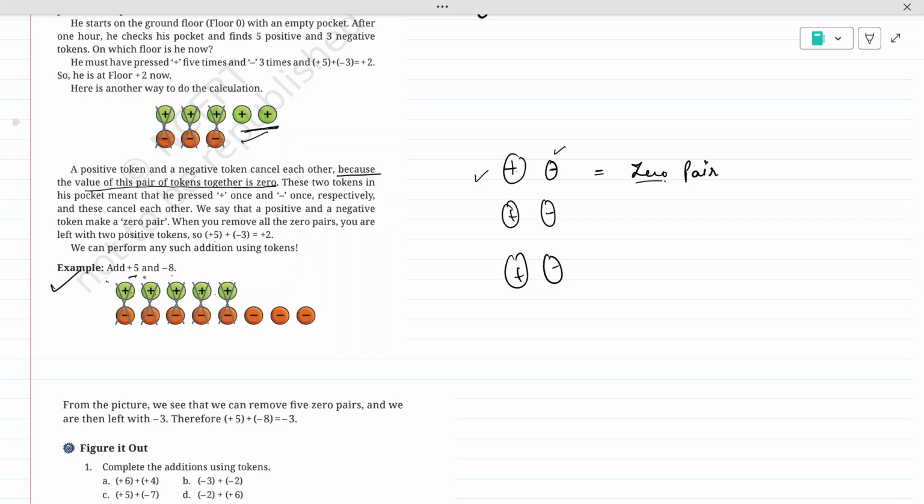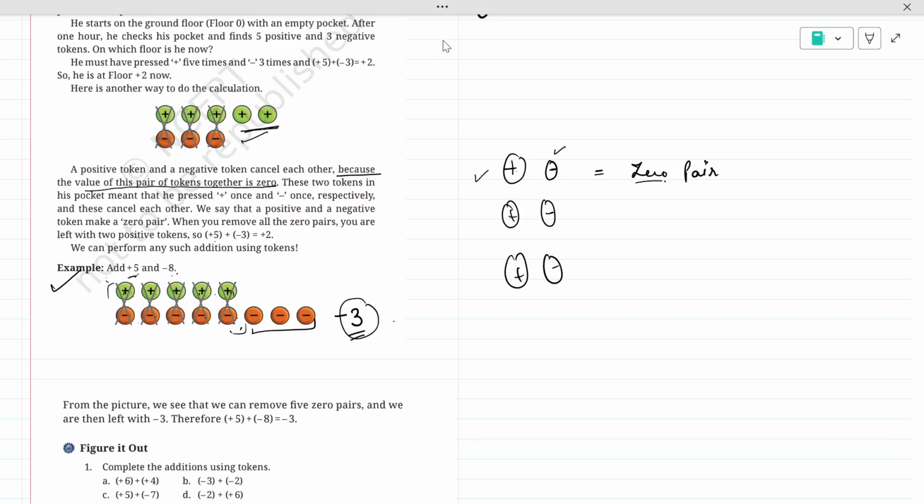When we are adding the positive and the negative here, these 5 pairs will cancel each other out and we will be left with 3 minus coins. Why? Because each positive and negative makes a 0 pair. So in this example, we have 5 zero pairs. The value of 5 zero pairs is 0, and now we are left with minus 3.